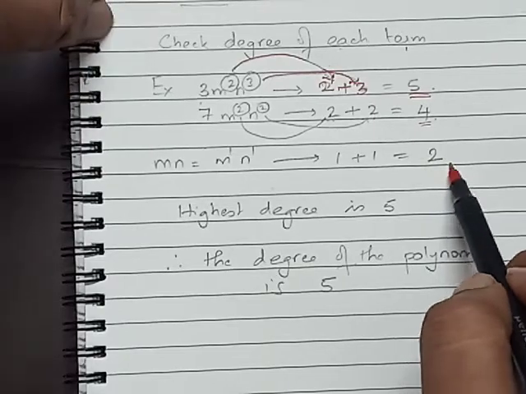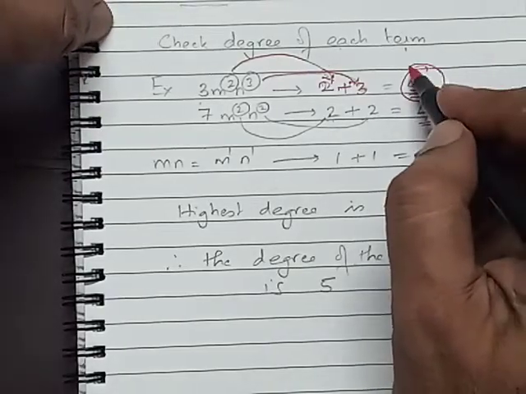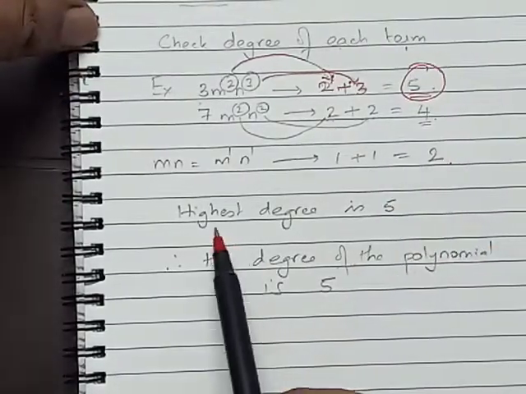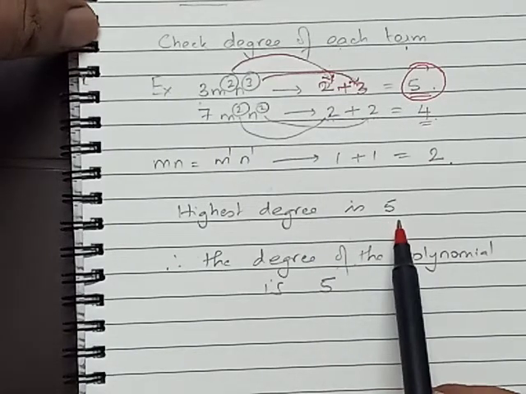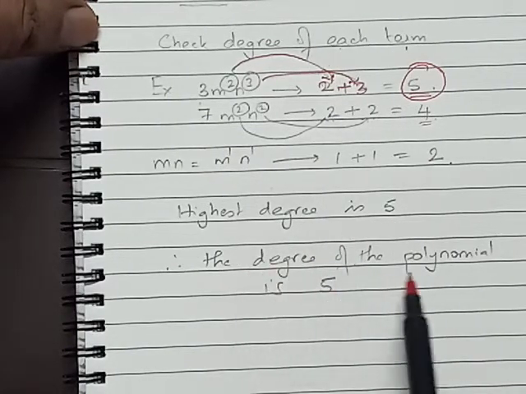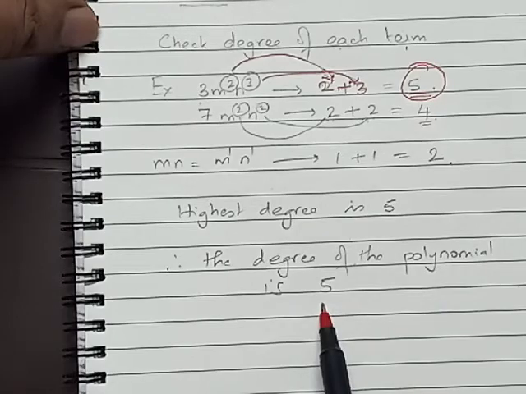What is the highest degree? I see that this is the highest degree. So I can say the highest degree is 5. Therefore, the degree of this polynomial is 5.